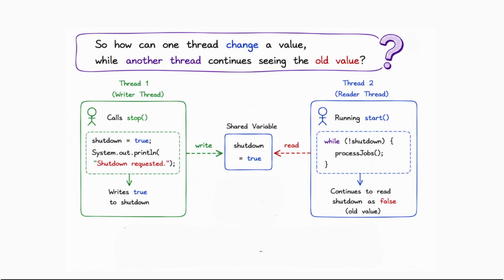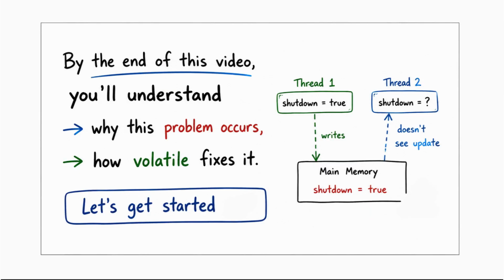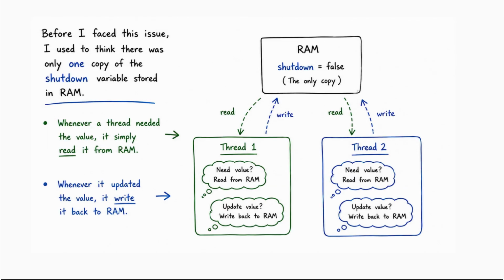So how can one thread change a value while another thread continues seeing the old value? By the end of this video, you will understand why this problem occurs and how the volatile keyword fixes it. So let's get started.